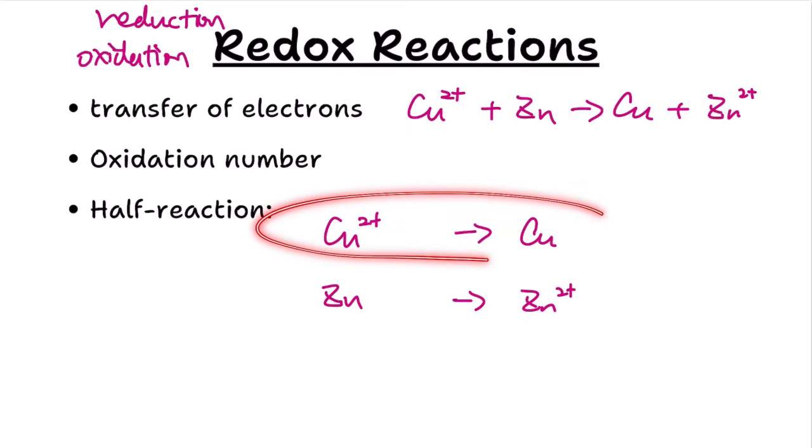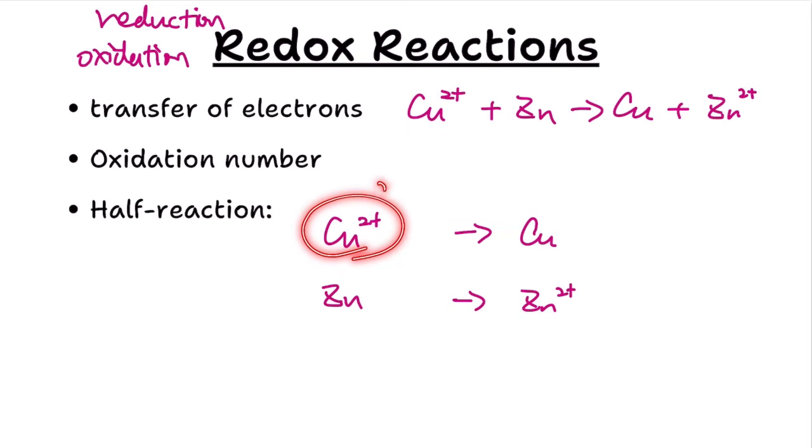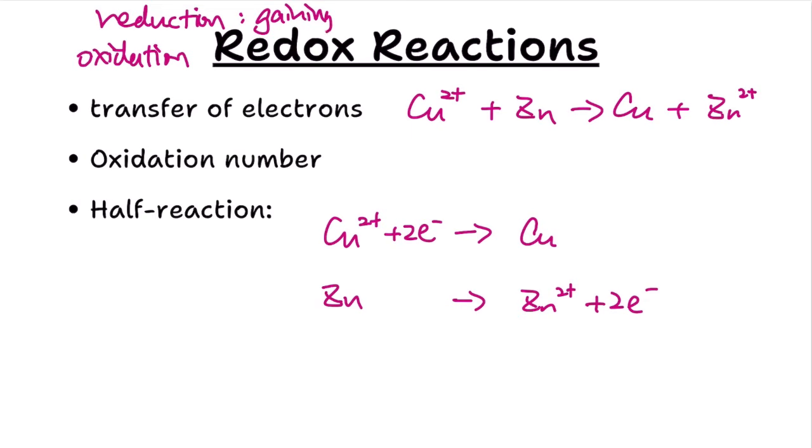For the first half reaction, on the left side I carry a charge of 2 plus, so I will have to put 2 electrons to balance it out. For the second reaction, I have zinc 2 plus with a charge of plus 2, so I will have to add 2 electrons on the right side to balance it out. Reduction is gaining of electrons, and oxidation is losing electrons.